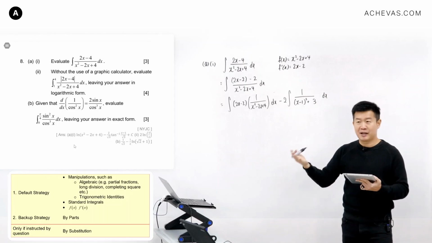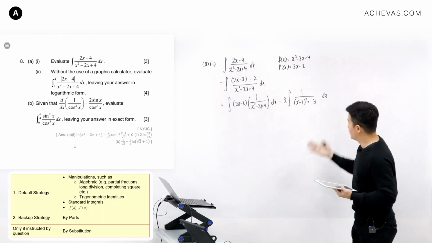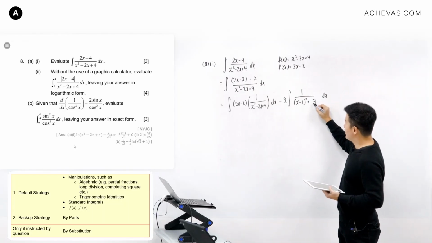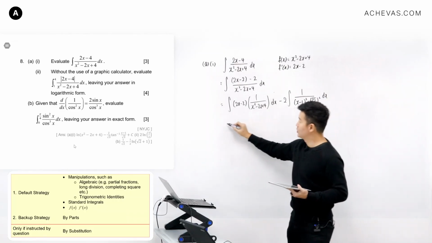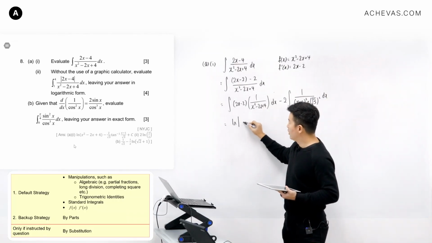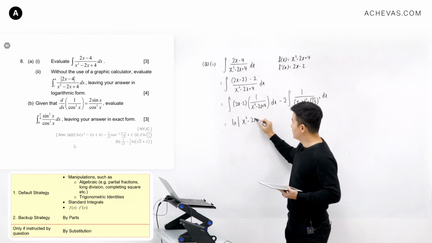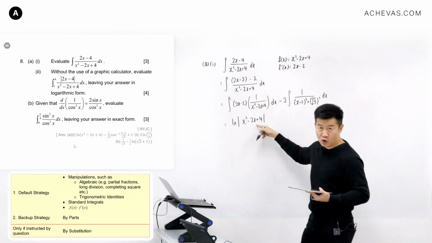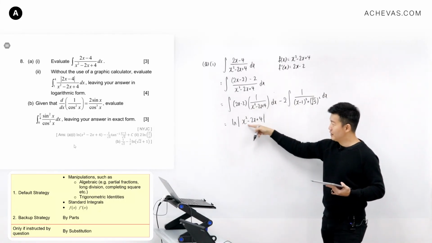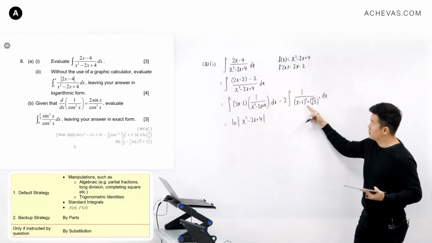And I'm going to be applying the one that gives me tangent inverse, because 3, positive 3, I can see it as square root of 3 square. So for this, we have a ln of modulus of x squared minus 2x plus 4, which if you were to just complete the square for this expression, you're going to be getting this.